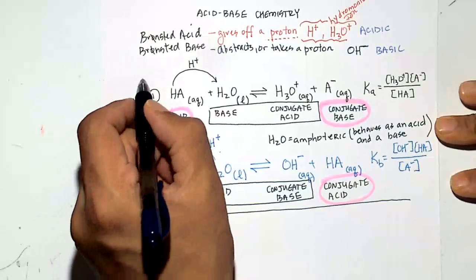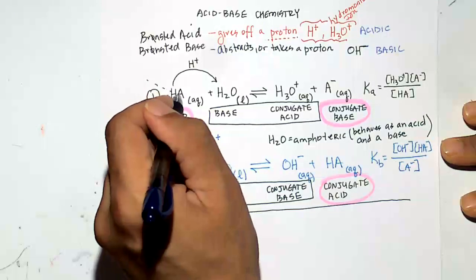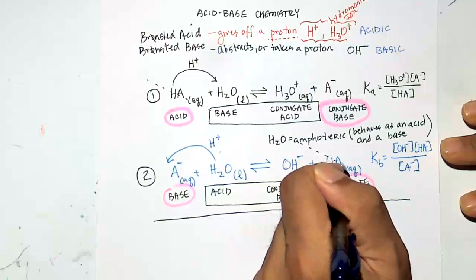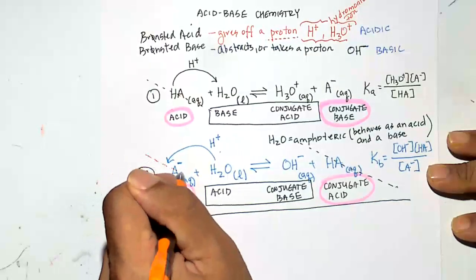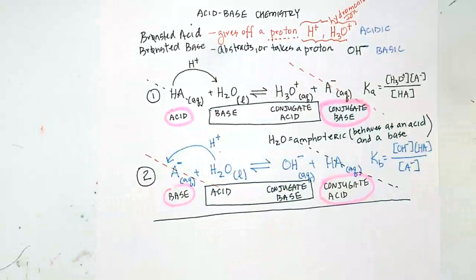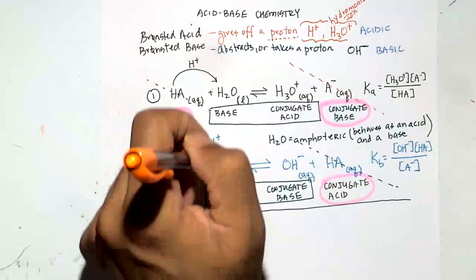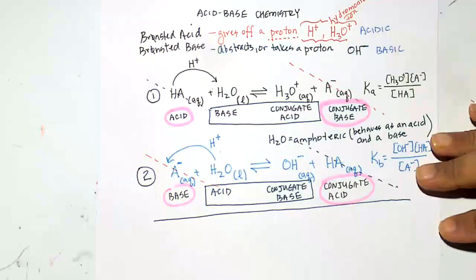So let's add these. Do you guys see here that this HA cancels out with this HA? Yes or no? And do you guys see here that this A minus, when I add reactions 1 and 2, cancels out with this A minus? Okay. So adding them together, I'll get one water and another water, which is 2H2O. This is my sum.